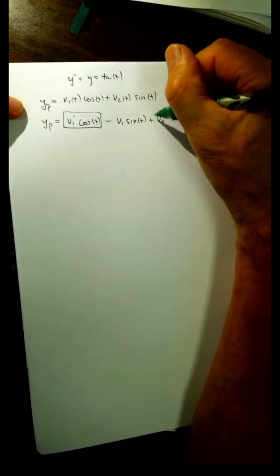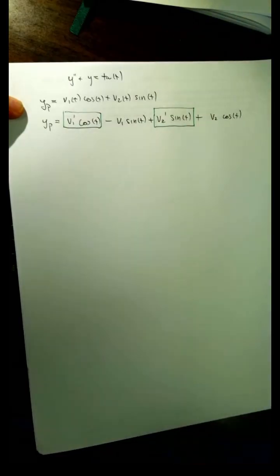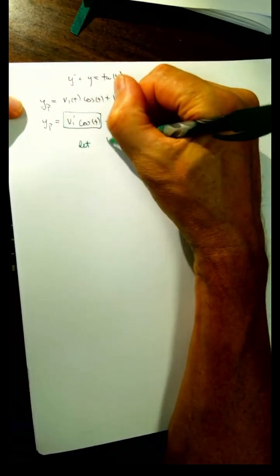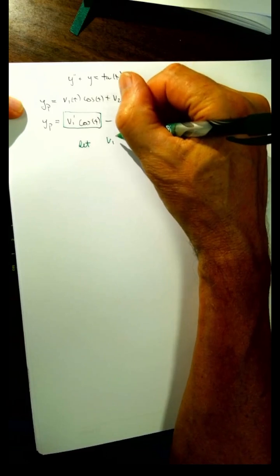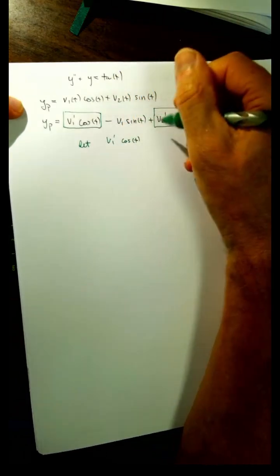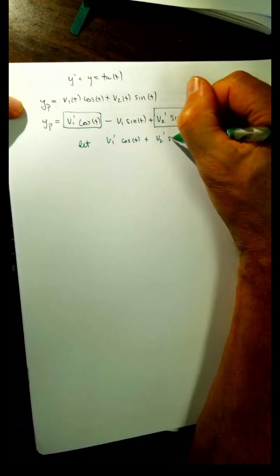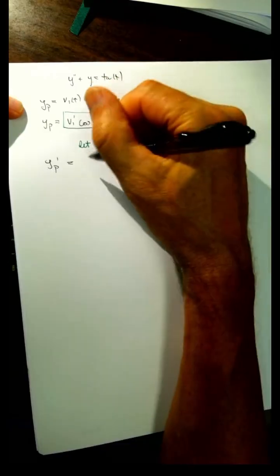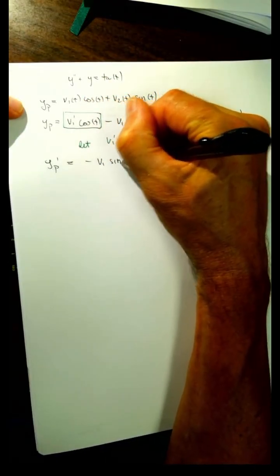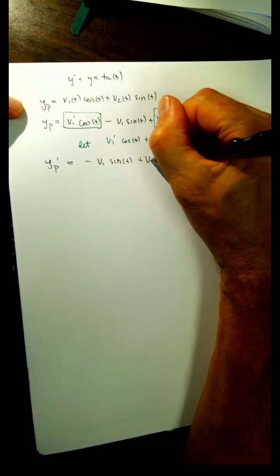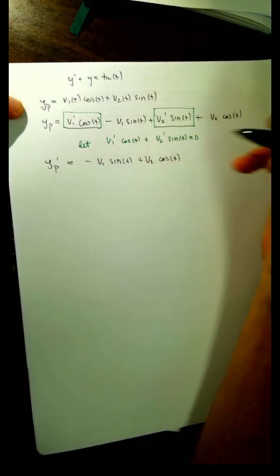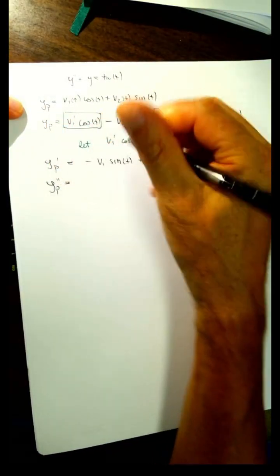Now, if I'm going to take another derivative of this, I'm going to end up with second derivatives of v1 and v2, and I don't like that. So I'm just going to arbitrarily say I'm going to let anything with one derivative in that term, which is going to be that first term plus this term, I'm just going to say let that be 0, because I could let it be anything I want. This is just the easiest, nicest thing. So then my y prime becomes minus v1 sine of t plus v2 cosine of t. So now when I take the second derivative, I use the product rule again.